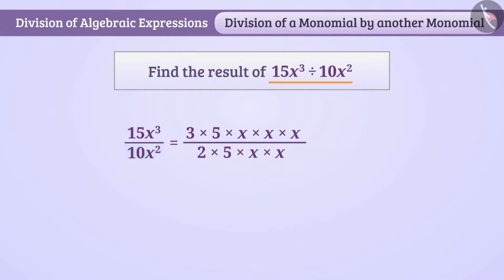Here 5 multiplied by x are common to the numerator and the denominator. So, we will cancel them in the numerator as well as the denominator. We call this method cancellation. This gives us the result of 15x cubed divided by 10x square as 3x divided by 2.